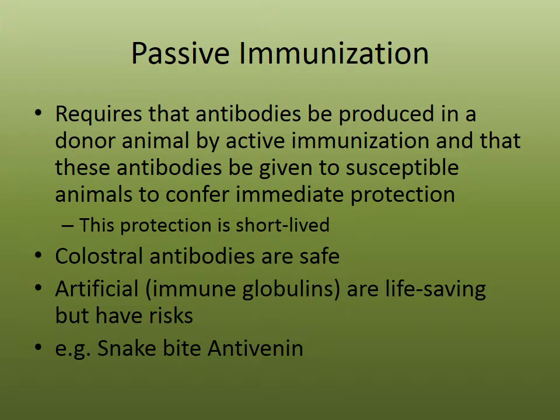All right, so passive immunization, we talked about this already. It requires that antibodies be produced in a donor animal by active immunization, or of course by natural infection, and that these antibodies be given to susceptible animals to confer immediate protection. The protection is short-lived, as we've already mentioned. Colostral antibodies are safe. Artificial immune globulins are life-saving, but they have some risks. An example of an artificial immune globulin would be a snake bite antivenin. We don't use that a lot in our part of the world, but certainly down south and in Australia they use a lot of that.